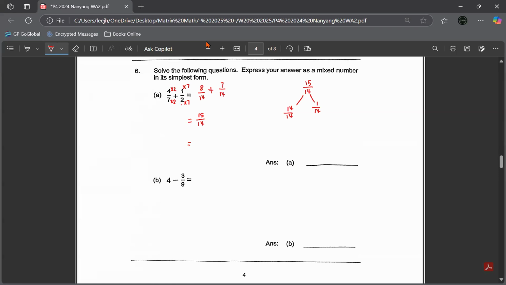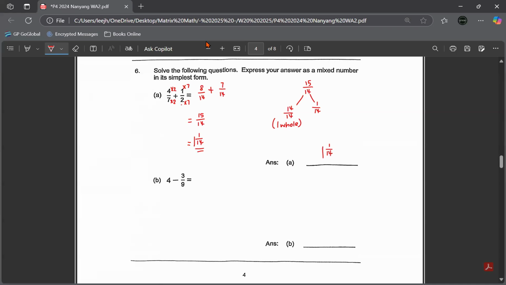So this one is actually one whole, as we can see here. How to express this as a mixed number? You write the one whole, and then there's another 1 over 14 over here. So you just write it down. So your answer is one whole, 1 over 14.